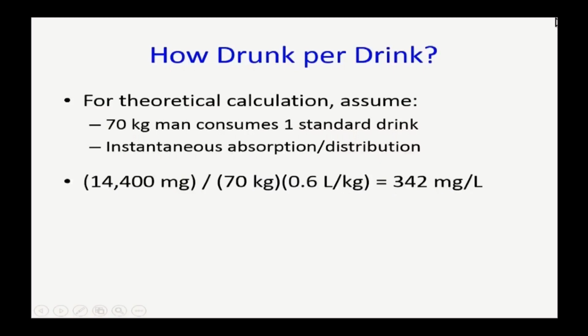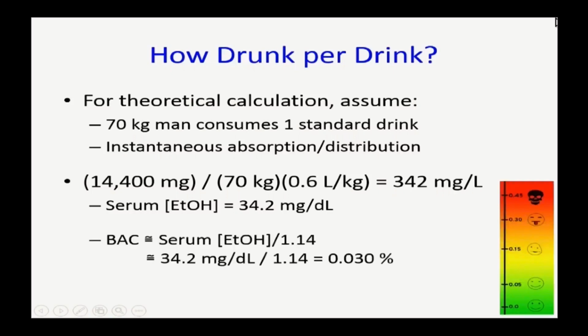So they consumed 14,400 milligrams, and we have to divide that by the volume into which it is distributed. The 70 kilograms times the volume of distribution of water in a man, which is 0.6 liters per kilogram, that is 342 milligrams per liter. So the corresponding serum ethanol level report that we'd expect from the laboratory would be 34.2 milligrams per deciliter.